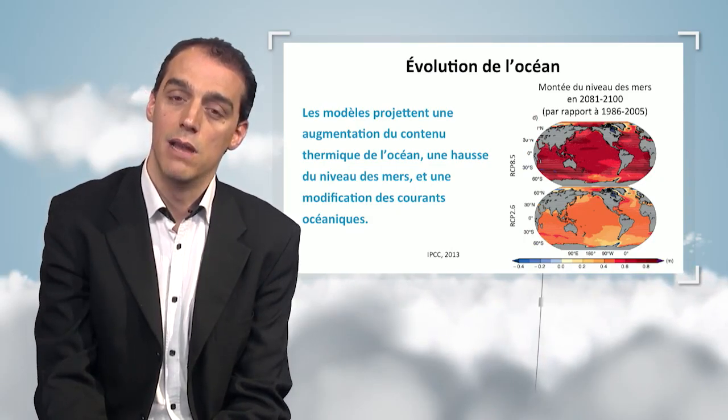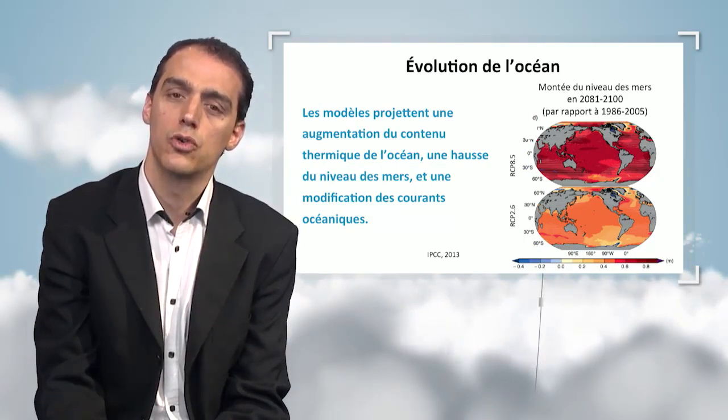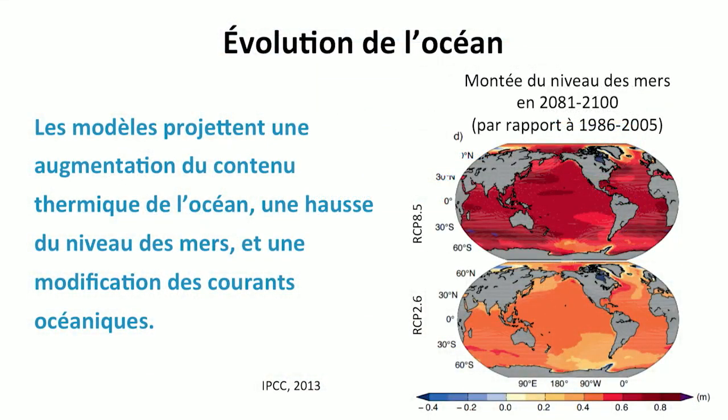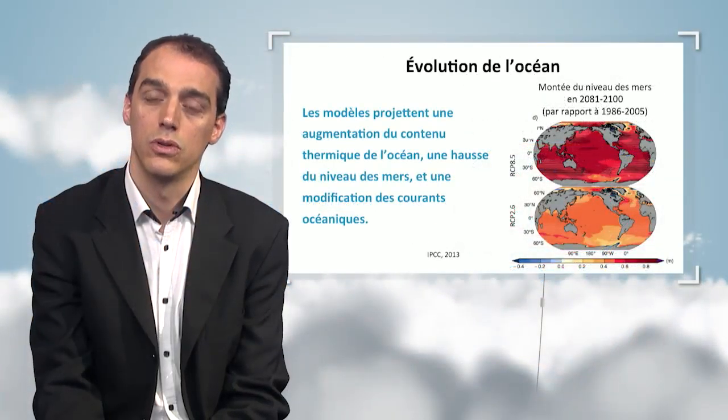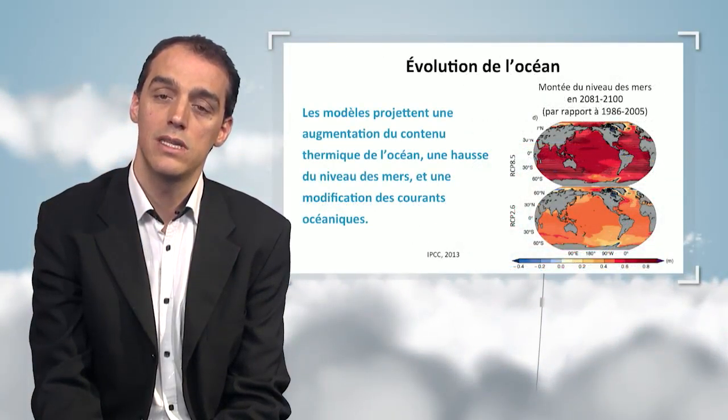Now, the ocean is also an important component. Models project an increase in the thermal content of the ocean due to the greenhouse effect. More than 90% of the additional heat will be absorbed by the oceans, and this is going to lead to increased temperatures in the ocean, and the surface of our oceans will continue heating up during the next few decades.